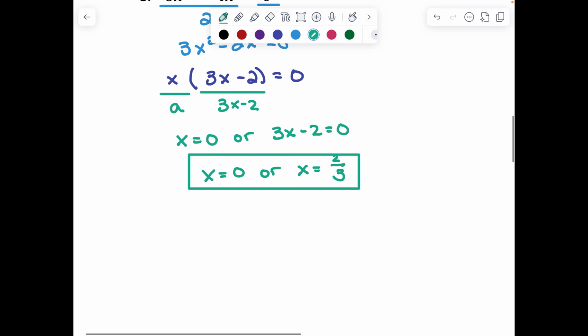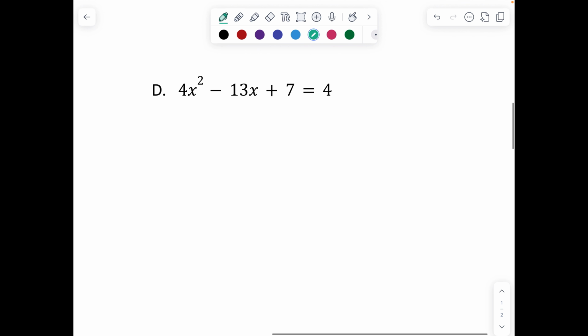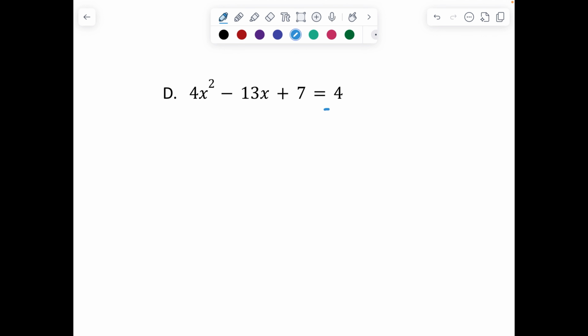All right, last one of these. So again, I need this to be equal to 0, so I'm going to go ahead and start by subtracting 4. So I have 4x squared minus 13x plus 3 is equal to 0.